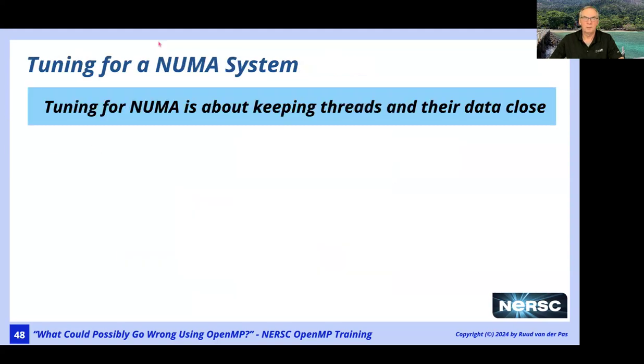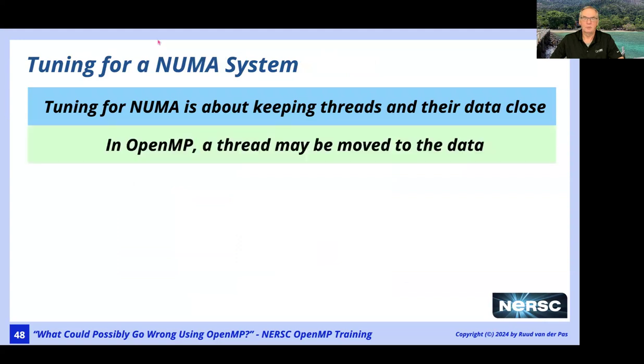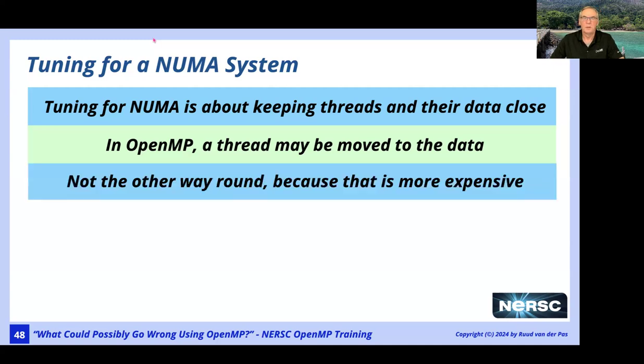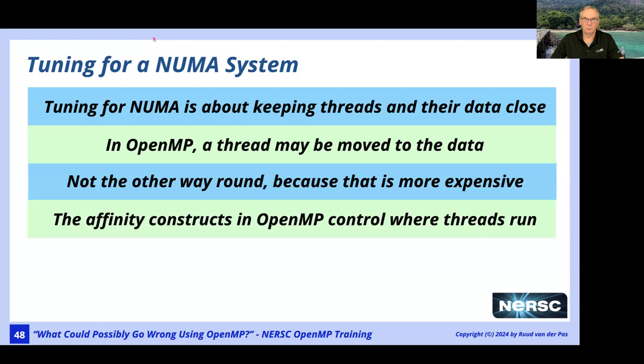So tuning for NUMA means keeping threads and the data close. And a decision was made that in OpenMP, a thread may be moved to the data that it needs. You could move the data to the thread, but that's potentially much more expensive. A thread has some state, but it's not that much. So it's much easier to pack up a thread and move it to the data than the other way around. So that was the decision made in OpenMP. And how do you get that done for you? Because this all happens under the hood. It's transparent. You have the affinity control constructs in OpenMP. And I'm going to spend a lot of time on that to show you how you can control where threads are running.